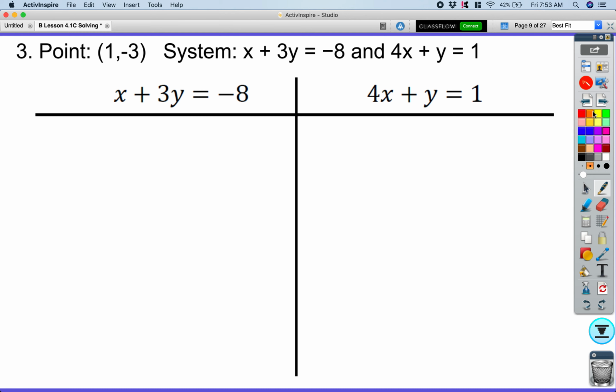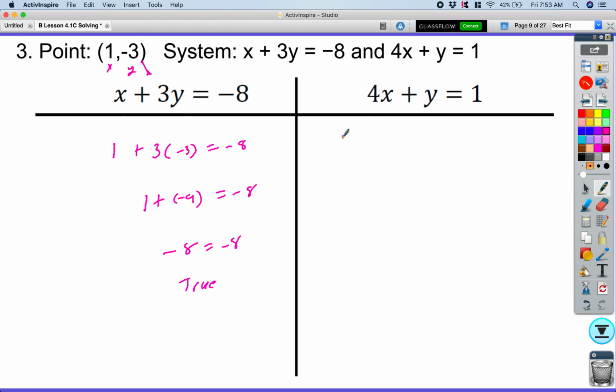Alright guys, so you should have watched the video by now. So right now this is my x, this is my y, and I'm just going to plug these in here to get 1 plus 3 times negative 3 equals negative 8. This would give me 1 plus negative 9 equals negative 8, and I'll be left with negative 8 is equal to negative 8. And that is a true statement. Therefore, this point is on this line.